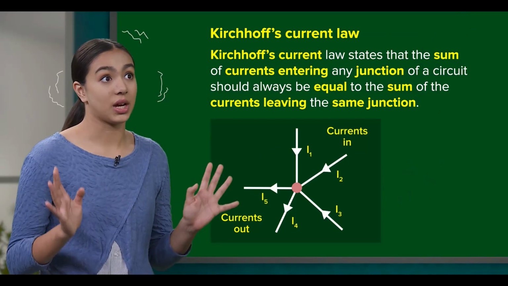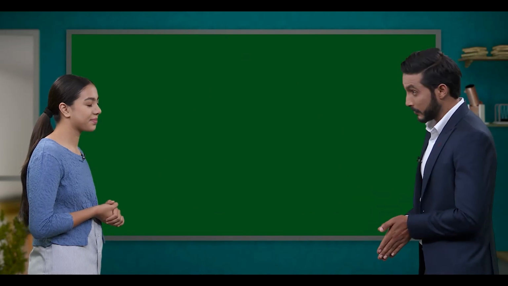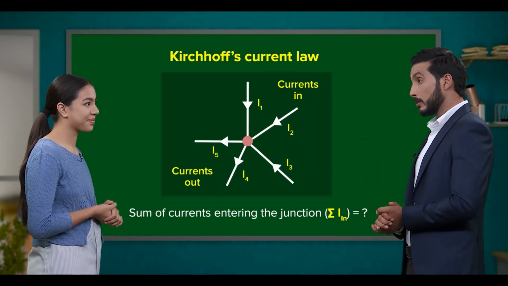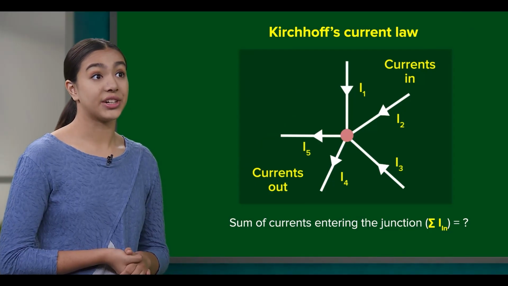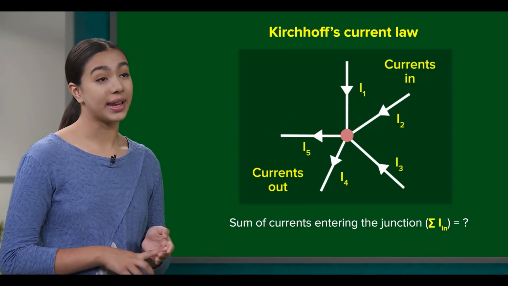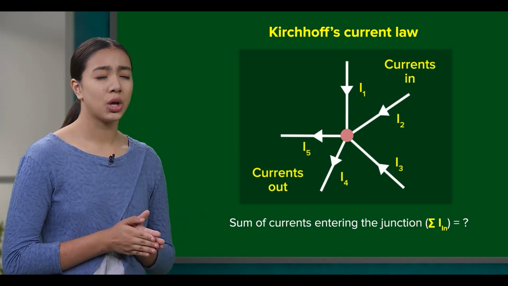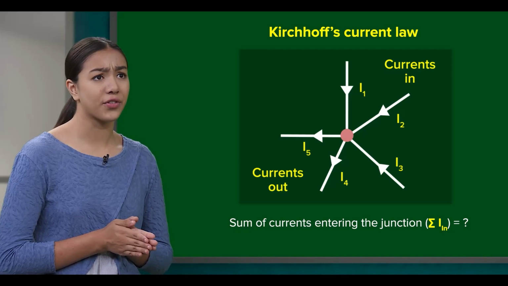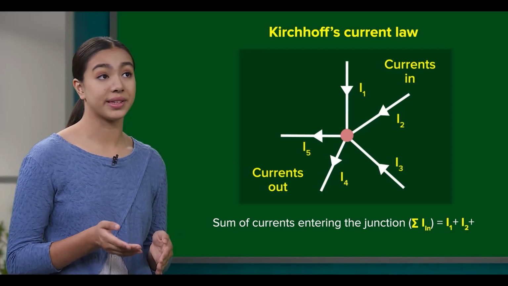My goodness, there are so many currents. I have no idea what to do with them. Patience, young one, patience. I'm here to guide you. All right. Good. Now that you have calmed down, what's the sum of the currents entering the junction? Let me give it a try. Looking at their directions, currents I1, I2 and I3 are definitely heading towards the junction. So I guess the sum of currents entering the junction should be I1 plus I2 plus I3.